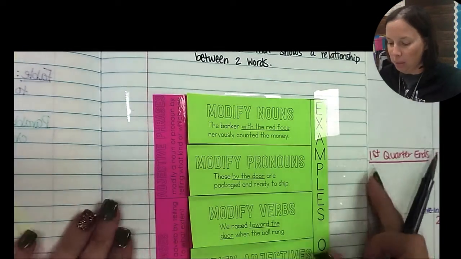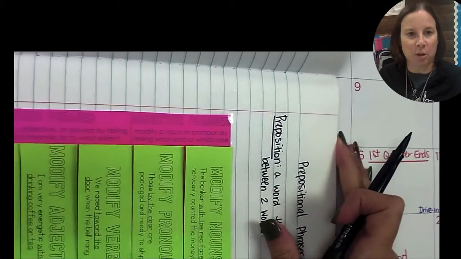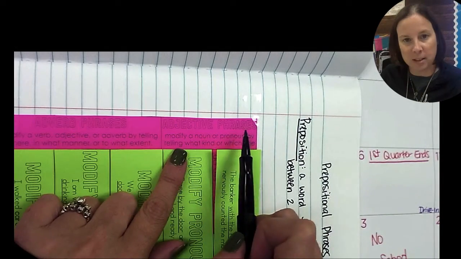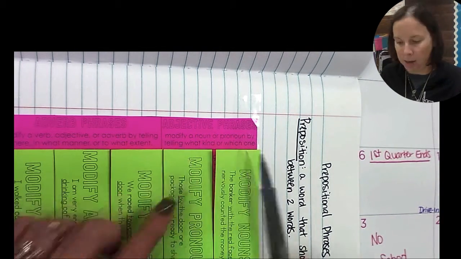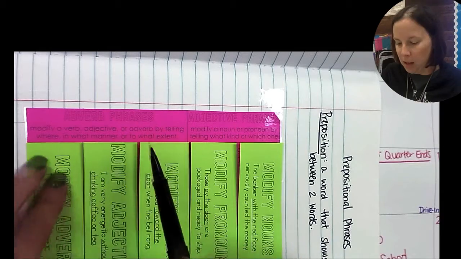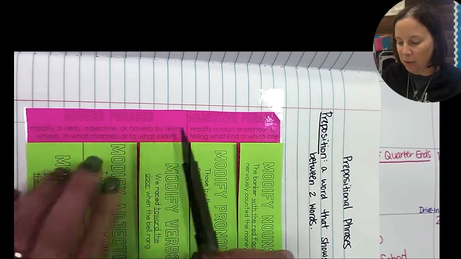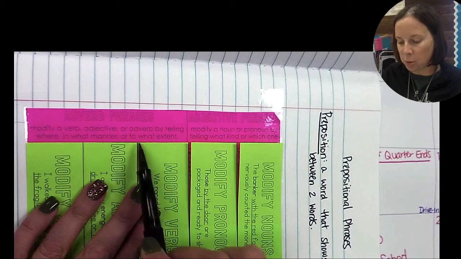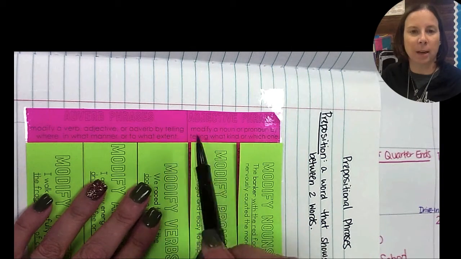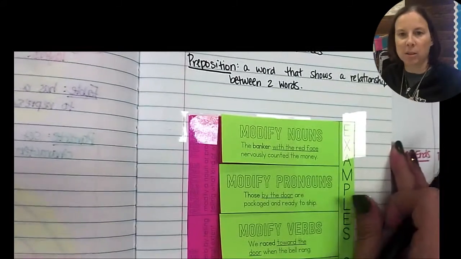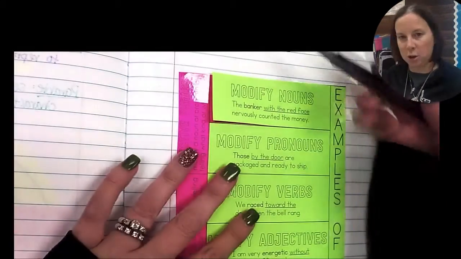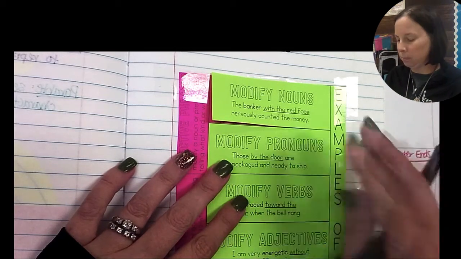So if you look on your pink real quick, there are two kinds of prepositional phrases. There are adjective phrases. Those are going to modify a noun or a pronoun by telling what kind or which one. And then there's also adverb phrases. These are going to modify a verb, adjective, or adverb by telling where, in what manner, or to what extent. So these prepositional phrases technically work as adjectives or adverbs, but they're phrases. The examples I have here show them being used in those different ways.